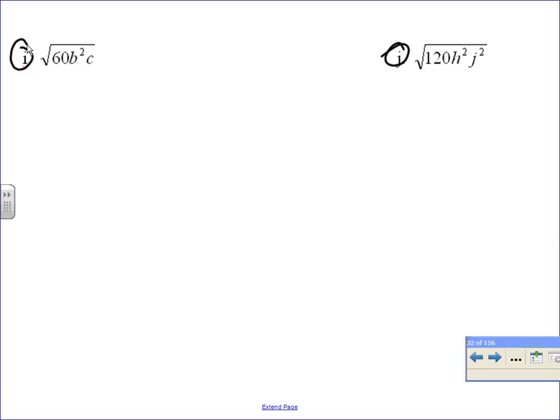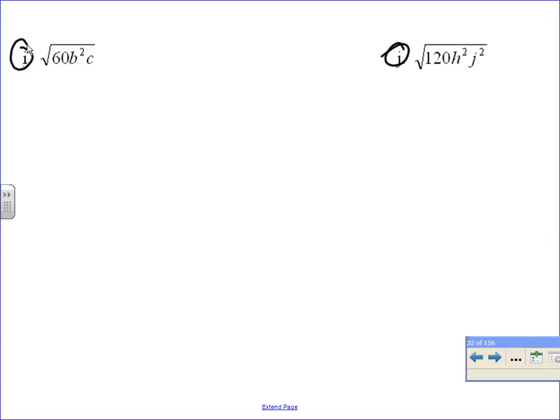On 9-1, Annalise, that was just an introduction to square roots. No decimals when you're doing this. Make sure you guys are going through your list of perfect squares. There's a perfect square that goes into 60. There's a perfect square that goes into 120.